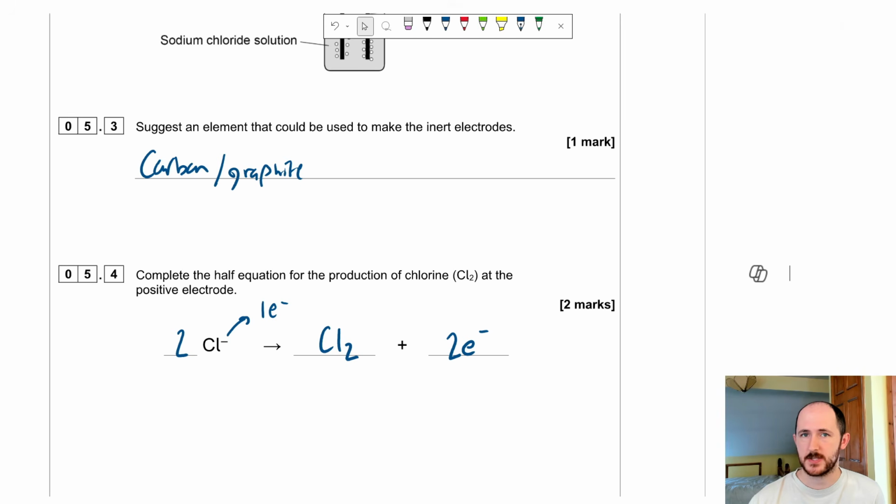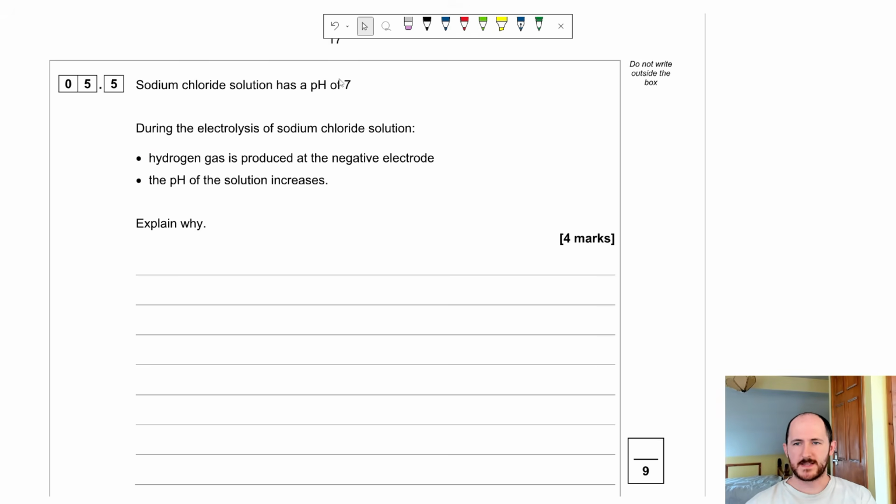Okay, so here we have to explain these 2 observations during the electrolysis of sodium chloride. It normally has a pH of 7. Now we have to explain why hydrogen gas is produced at the negative electrode, specifically the negative, and why the pH of the solution increases. Remember from the earlier question that a higher pH means it's going above 7, which means it's becoming more alkaline, which means the number of OH minus ions is increasing.